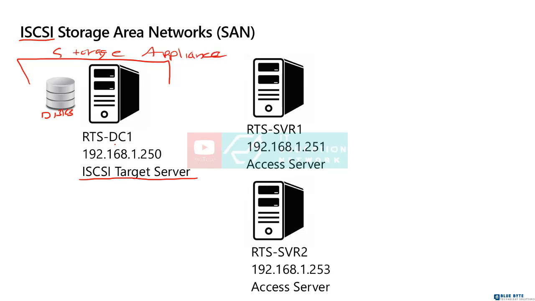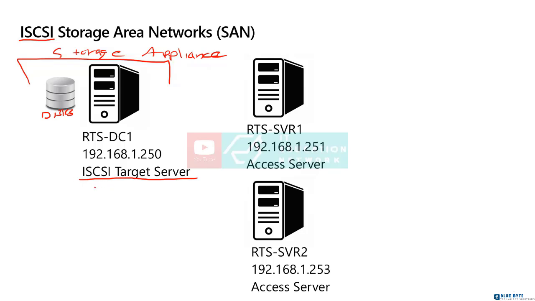Now, I'm using a domain controller just because we have a limited number of machines, but normally you would not put this on a domain controller. It would be some dedicated server. But for our demonstration purposes, it runs fine and has no issues coexisting with Active Directory. So we just want to limit the machines we have to use in our demonstrations. But that would be the iSCSI target server.